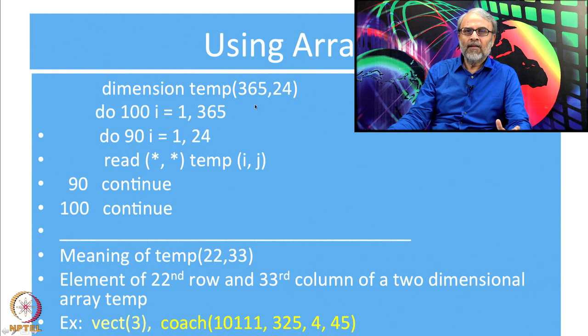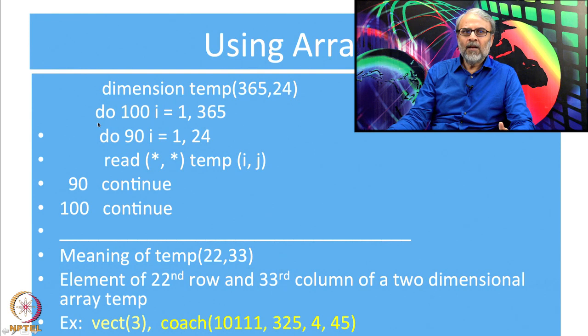So, this is my data. I have arranged the data into 365 rows and 24 columns. The way I read it is in this manner. My days go from 1 to 365. One loop is there to read the row index, the second loop is there to read the column index.